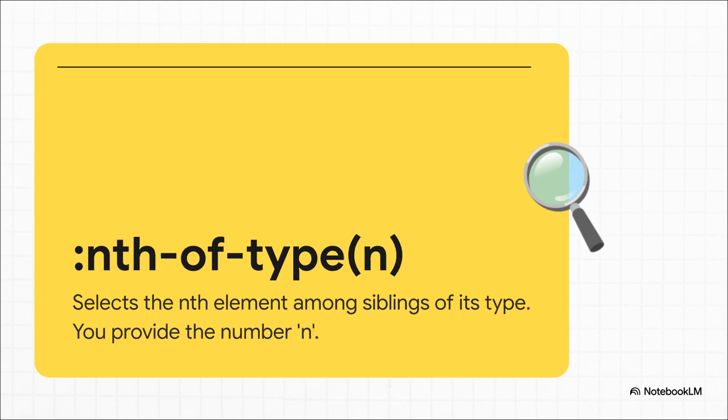And now for the real powerhouse of the trio, nth-of-type(n). This is our true precision tool. You just pop a number in for n and you can select exactly the element you need. You want the second input? Use nth-of-type(2). Need the fourth? Just change it to nth-of-type(4). This gives you absolute control.